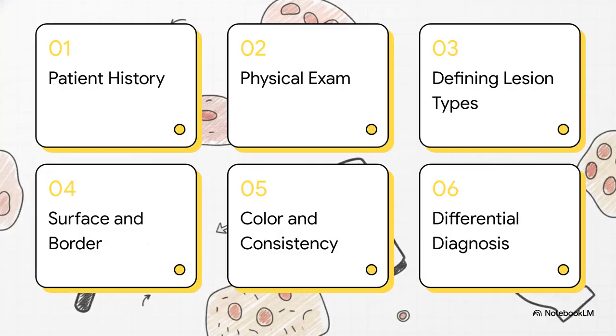Here's a super quick look at our roadmap for today's ward round. We've got 6 sections. 1, taking the patient history. 2, conducting the physical exam. 3, defining the lesion types. 4, analyzing surface and border. 5, color and consistency. And finally, 6, making the differential diagnosis.